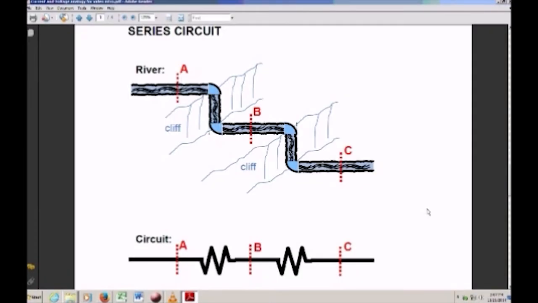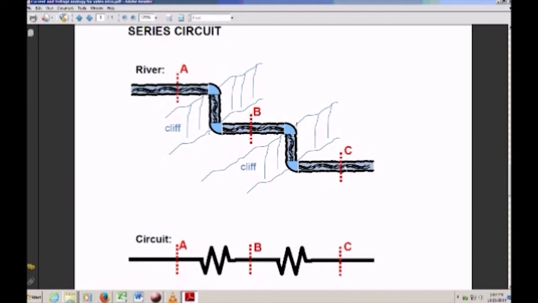Okay, so now I want to talk about series circuits, and a series circuit specifically is one where the end of one resistor connects on to the beginning of the next one. So they're just hooked up one after the other in series. So let's talk first, though, about this river. So you've got a river, it's flowing along, it goes over a cliff, and then it flows along again, and then it goes over another cliff, and carries on away.